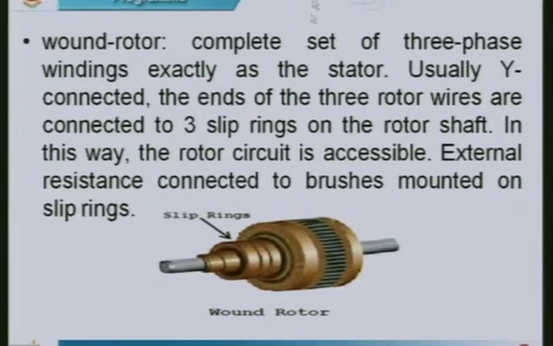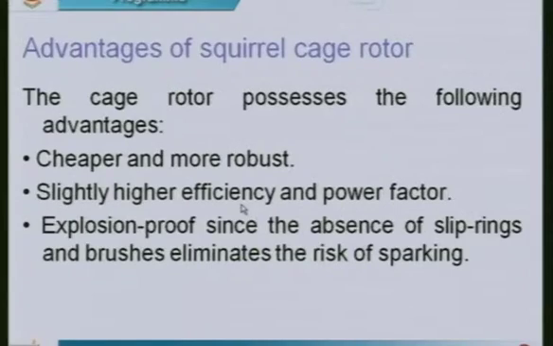You can see on the diagram, I can show you three slip rings here. This is the first slip ring, second one, third one. This is the rotor, these are the rotor slots which have conductors. So these conductors' ends are connected here. So these are the advantages.